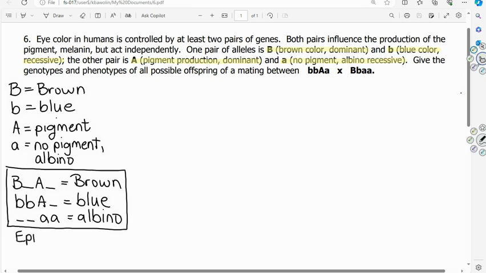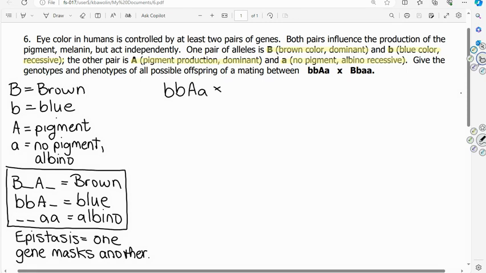Because A masks the effect of the B allele, this is a case of epistasis, where one gene masks the other gene. I'm going to rewrite the genotypes for the parents to make it easier to find the gametes. So our next step is the FOIL method.